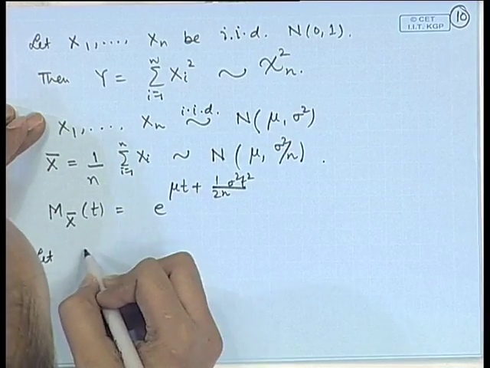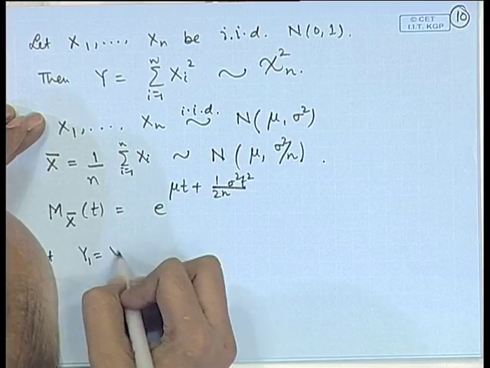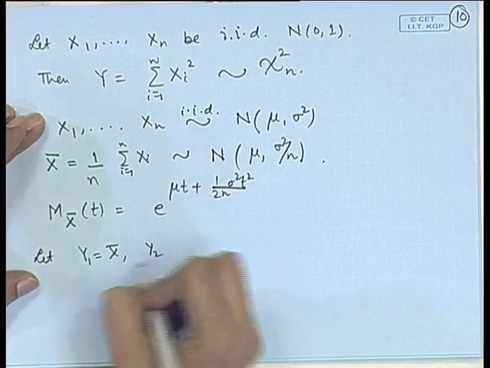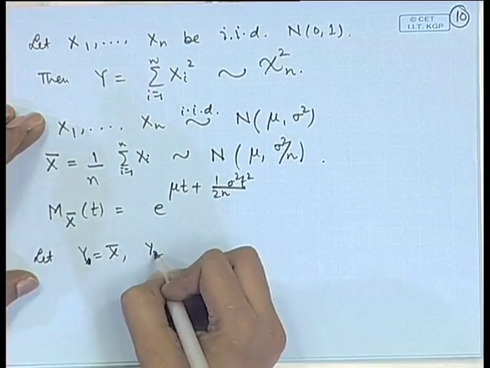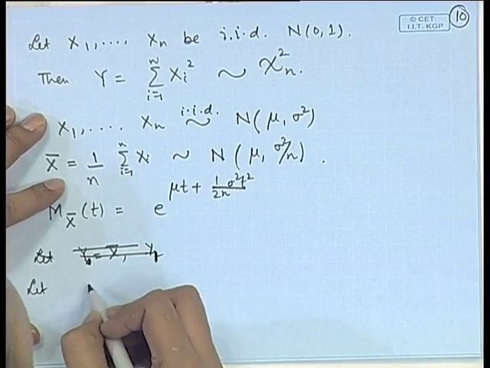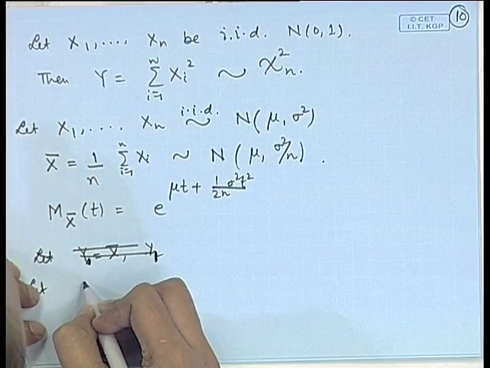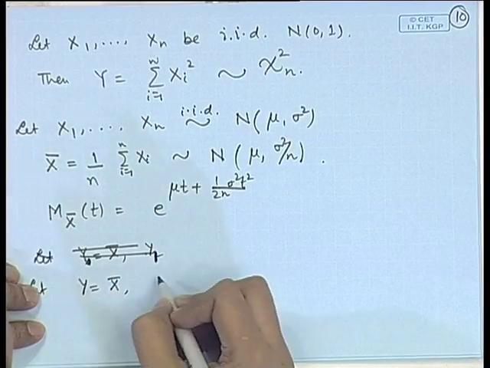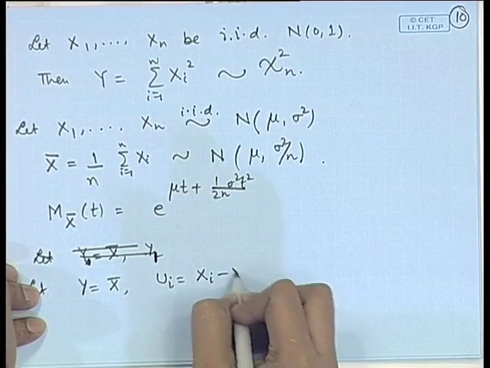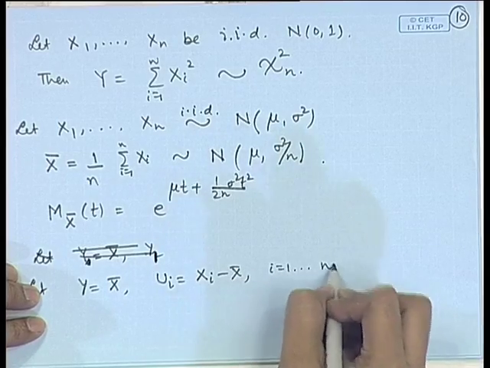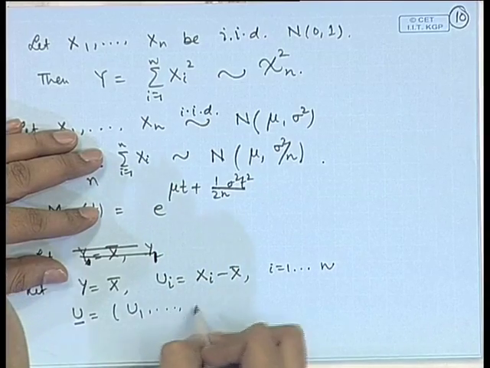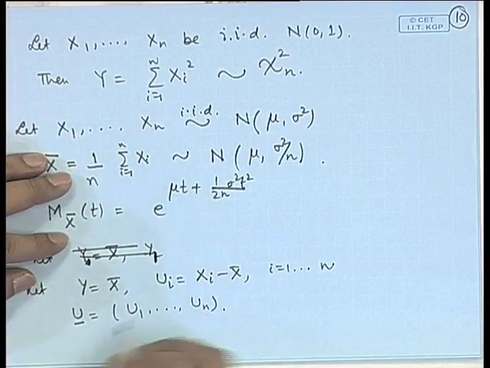Let us put say Y equal to X bar, and let me change the notation. Let Y equal to X bar and say Ui equal to Xi minus X bar for i equal to 1 to n. Let us use the vector notation U for U1, U2, ..., Un. Then we have the following theorem.